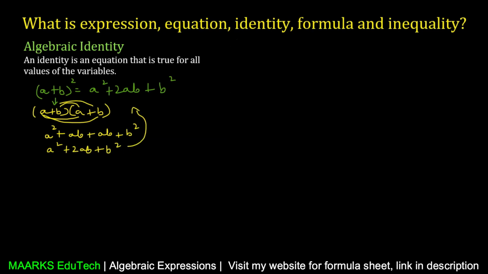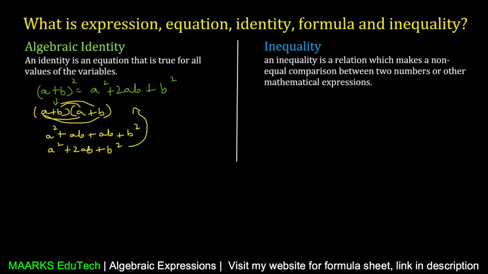So whenever we talk about identity, both sides are always equal and they are true for all values. And the confusion which students or even teachers often have is that they think that identity and equations are the same, but they are not the same, because an identity is true for all values and an equation is only true for specific values.